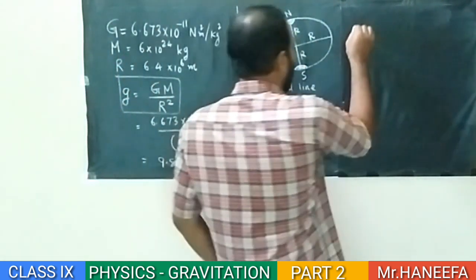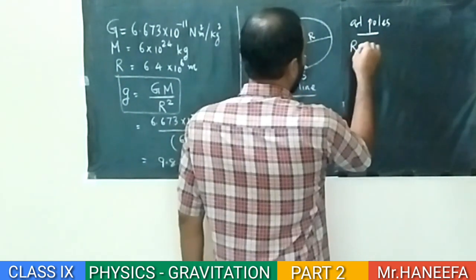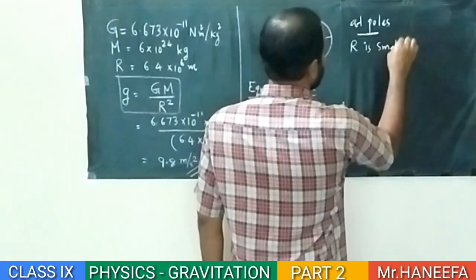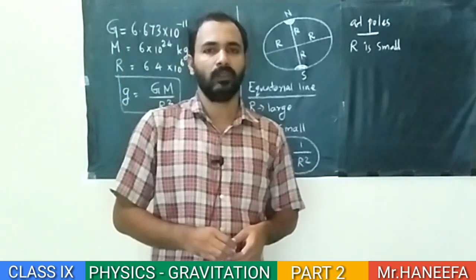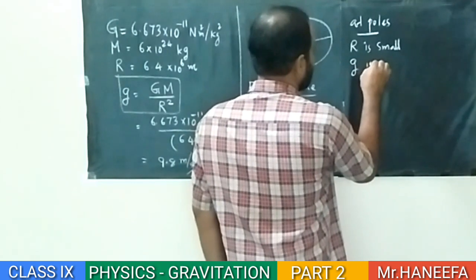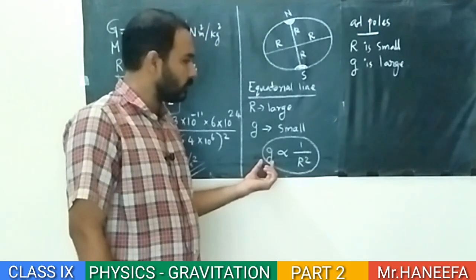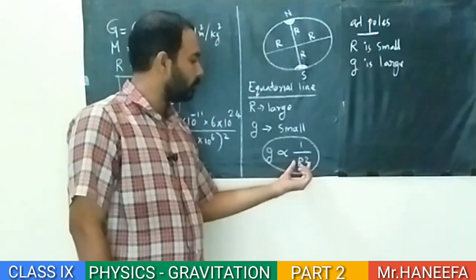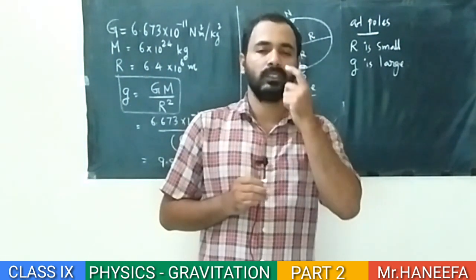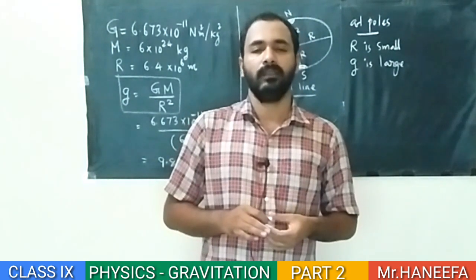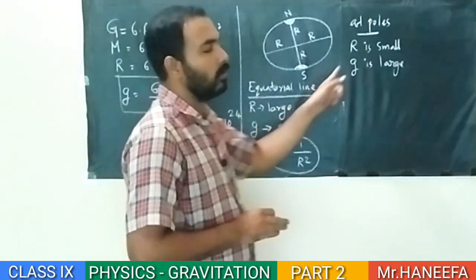Okay. So, at the poles, r is small compared to equatorial line. Okay. So, g is large. Why g is large? Acceleration due to gravity is inversely proportional to the square of the radius of the earth. So, acceleration due to gravity is not constant everywhere in the earth. It varies from equatorial lines to poles.